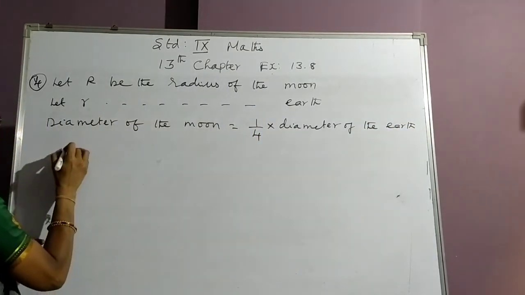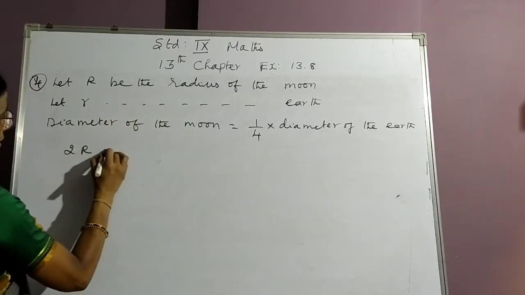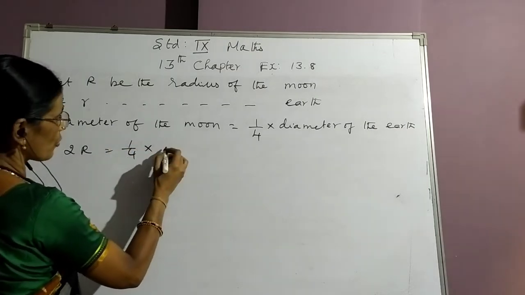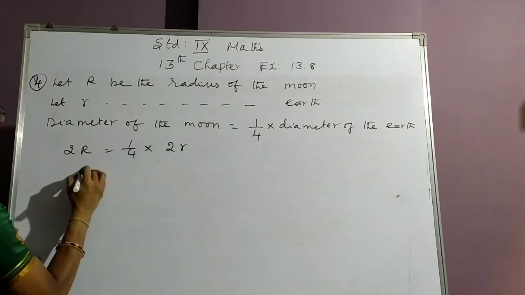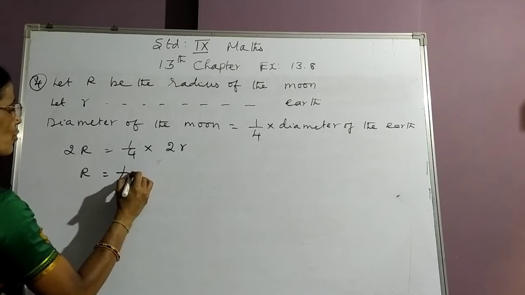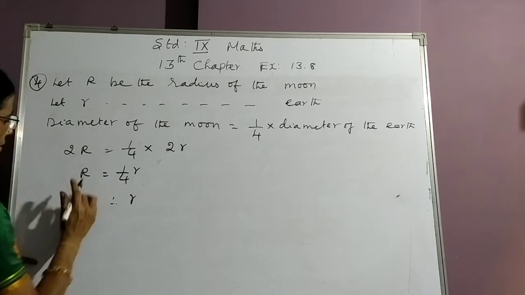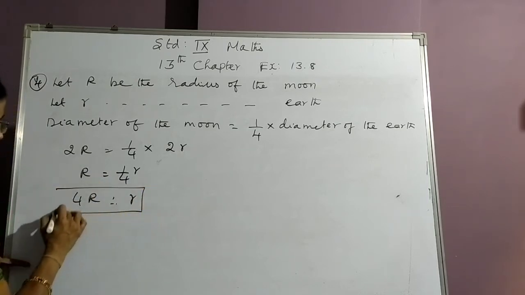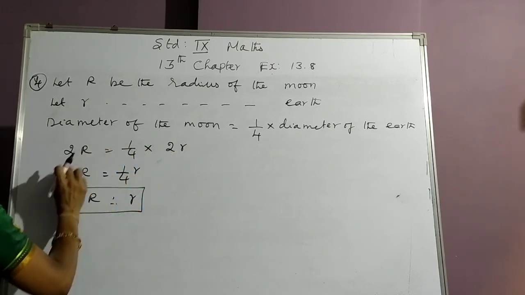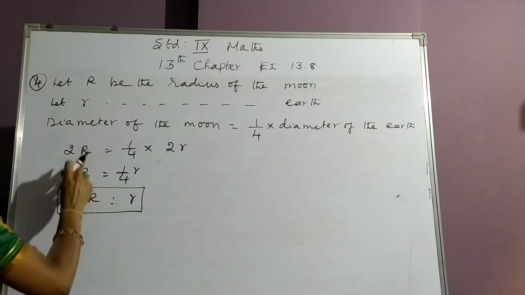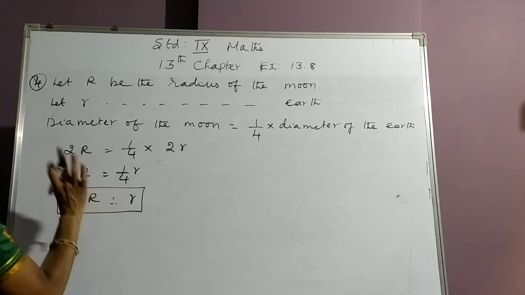You can see diameter can be replaced by 2 radius. It is the moon, therefore I have used capital R. 1/4 diameter of the earth, it is twice small r, right? So dividing both sides by 2, we will get capital R is equal to 1/4 times small r. Otherwise, we can write small r is 4 times big R. Hope you understood. We are dividing both sides by 2, therefore this 2 and this 2 get cancelled.